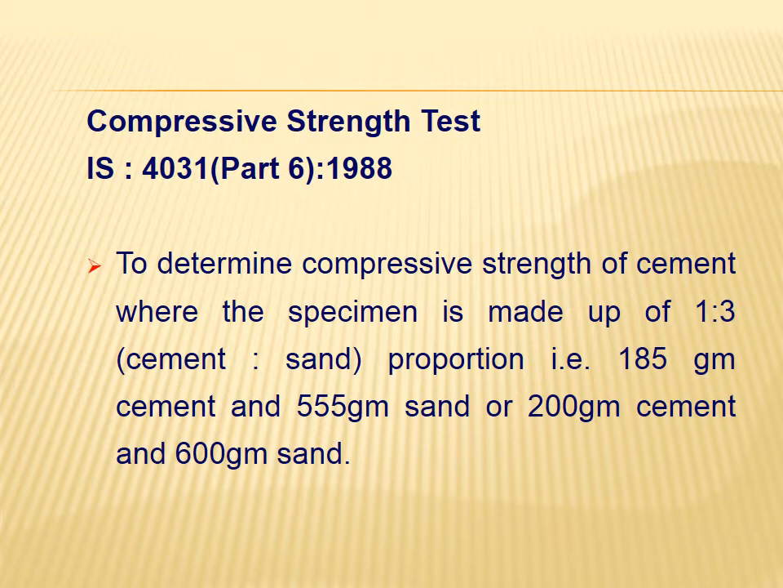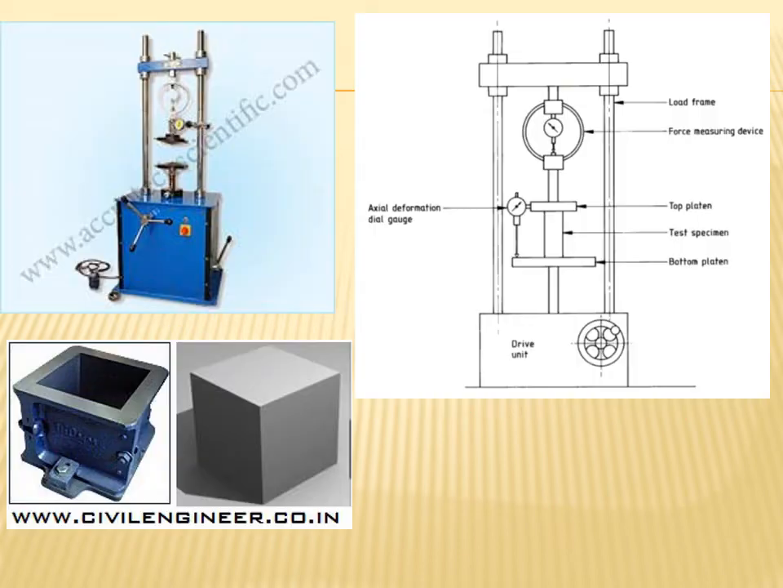Compressive strength also can be determined. Depending upon the compressive strength, the cement is graded into 33, 43 and 53. As usual, a compression testing machine is used. This is the mold.